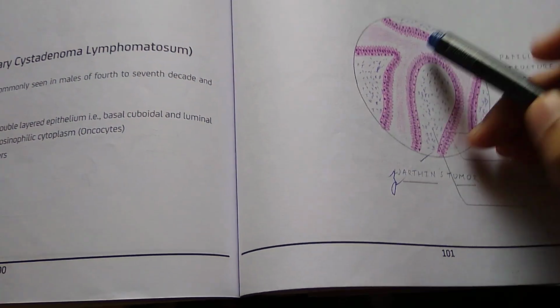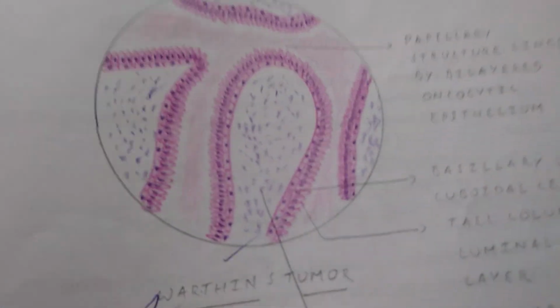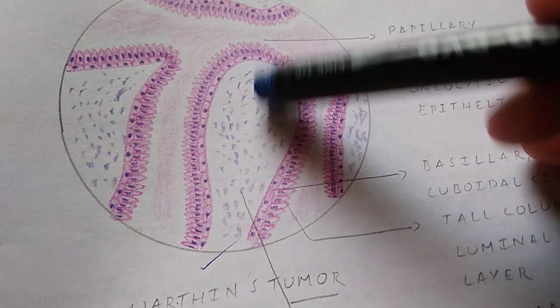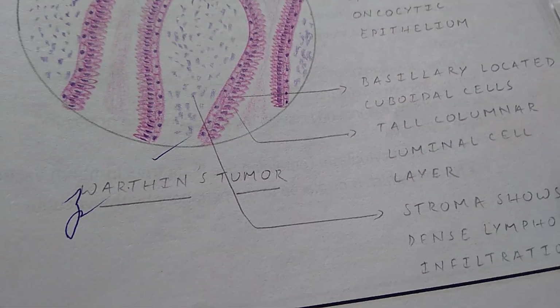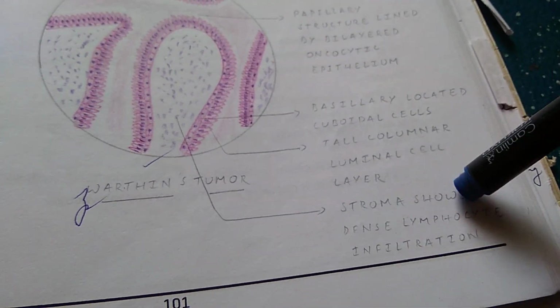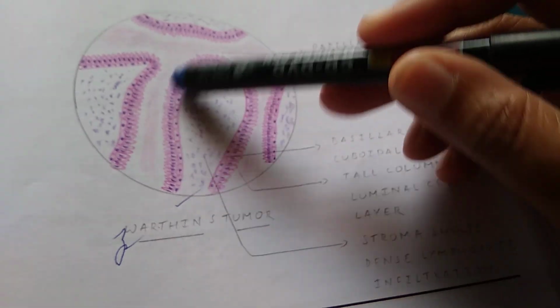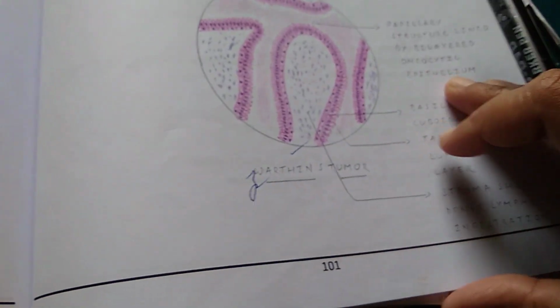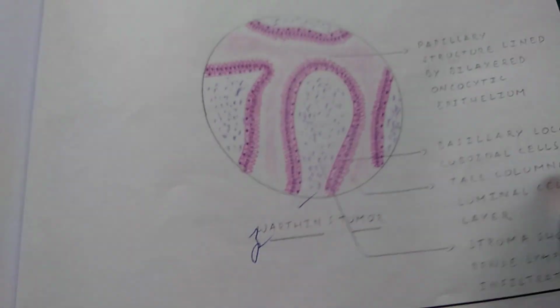Warthin's tumor. It's one of the most beautiful slides. You can see Warthin's tumor. Where will you see, guys? Where will you see Warthin's tumor? See, you see all the lymphocytes. Stroma shows dense lymphocyte infiltration. What are these kind of structures? Yes, it's parotid. This is a parotid tumor. This is a benign tumor of the parotid gland. Warthin's tumor.